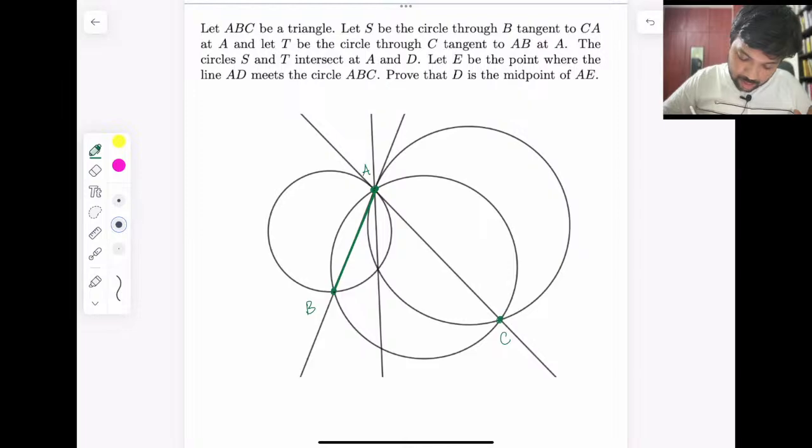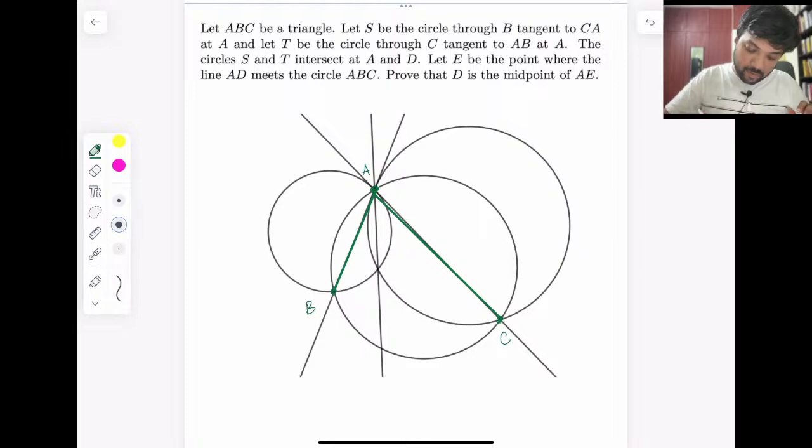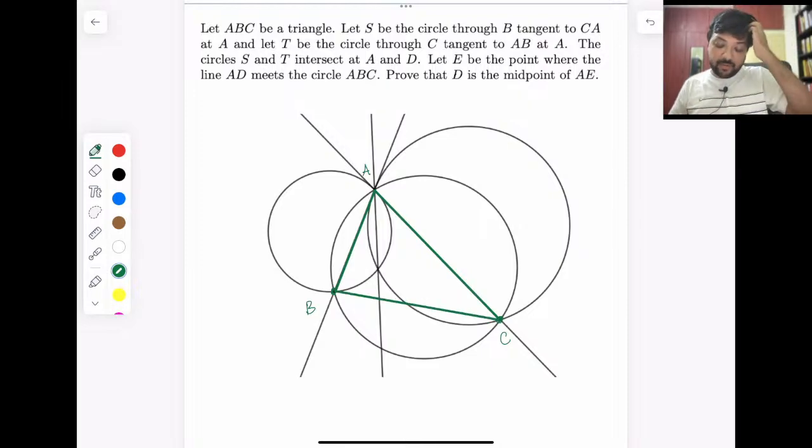ABC, the green color triangle ABC, okay, given to us. Okay, so we have a triangle ABC given to us.